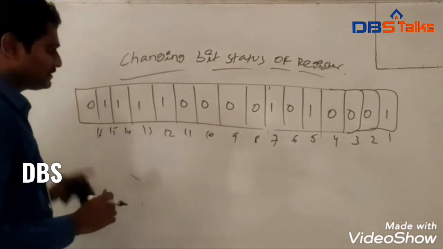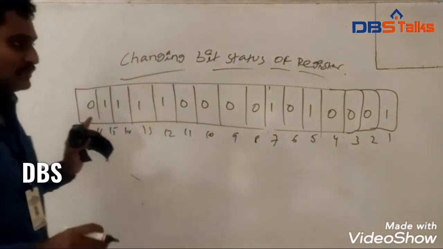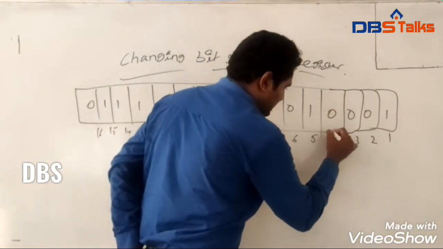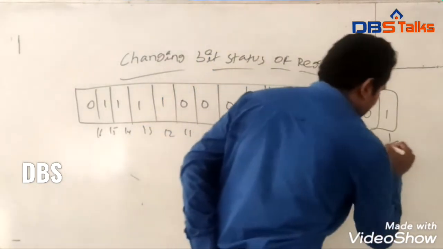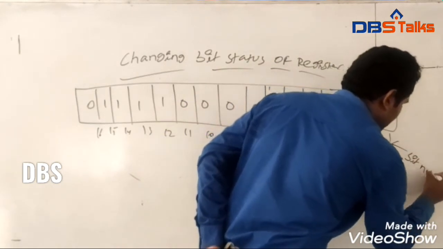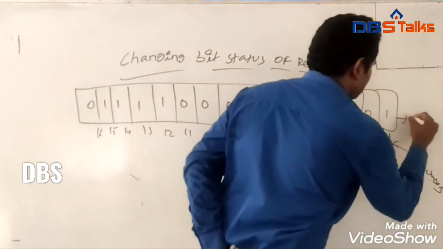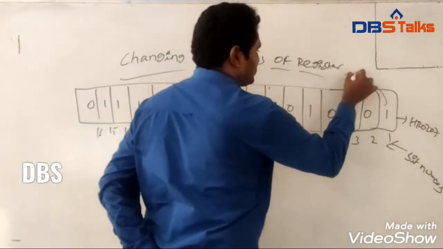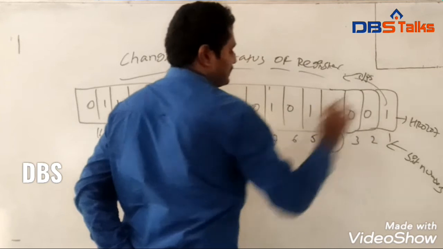So here I am taking a 16-bit register. Suppose you want to change the status of the 4th bit; these are the bit numbers we are using in this example. This is the HR0207 register. These are the outputs of the register.